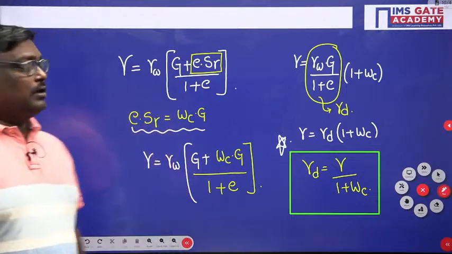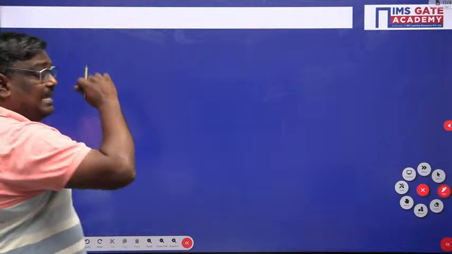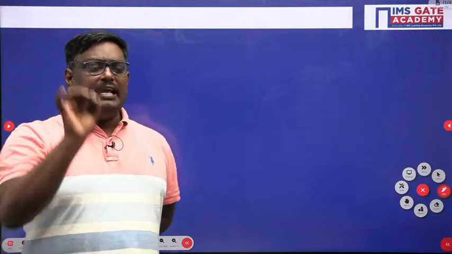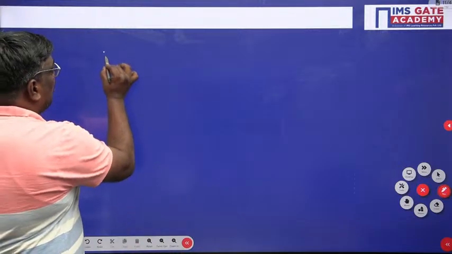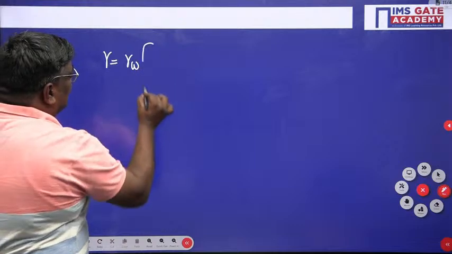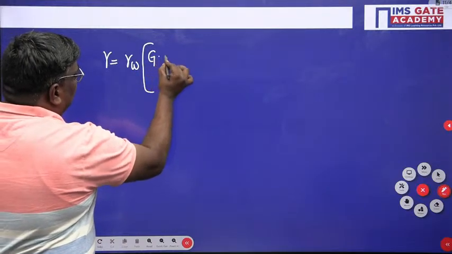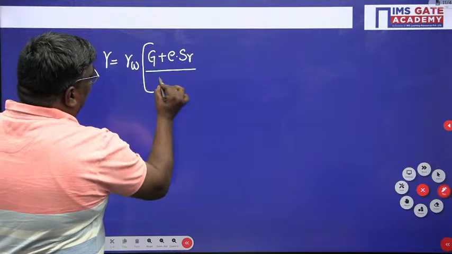Now moving on to the next important equation. Every equation, we are playing with gamma only. Please understand that. You know gamma is equal to, this equation was directly asked once in IISc: gamma W into (G plus E into SR) upon 1 plus E.